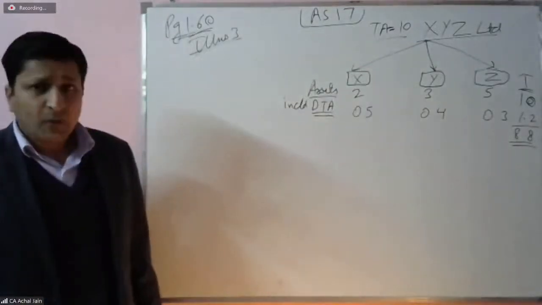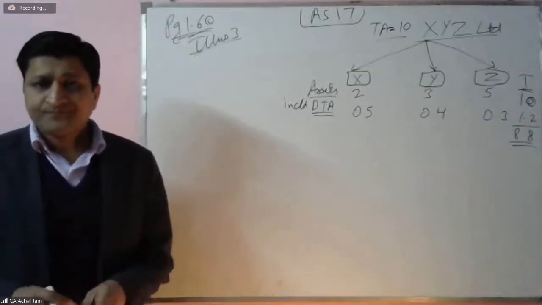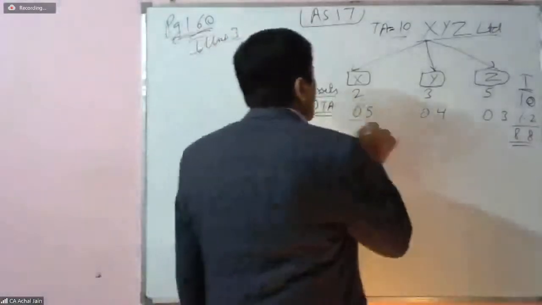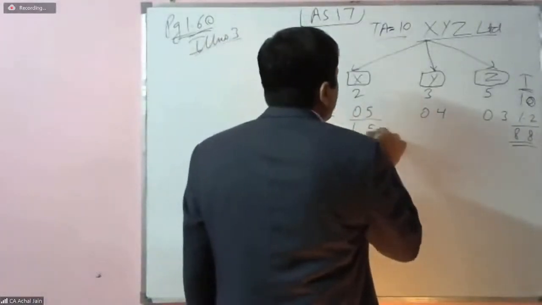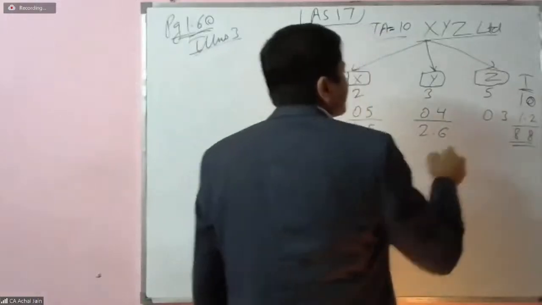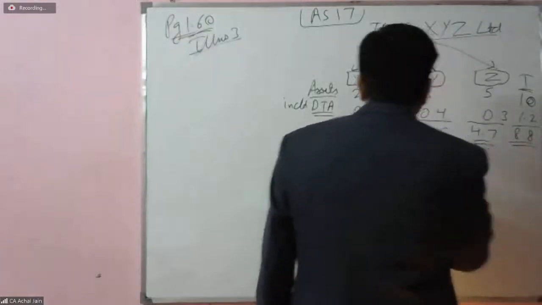8.8. Okay. And for every segment, we can check what is the amount after excluding DTA. So this will be 1.5. This will be 2.6. This will be 4.7.